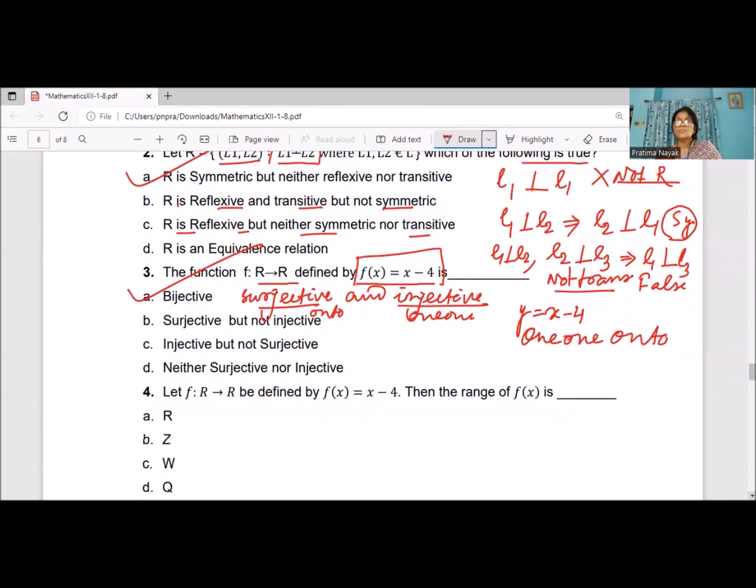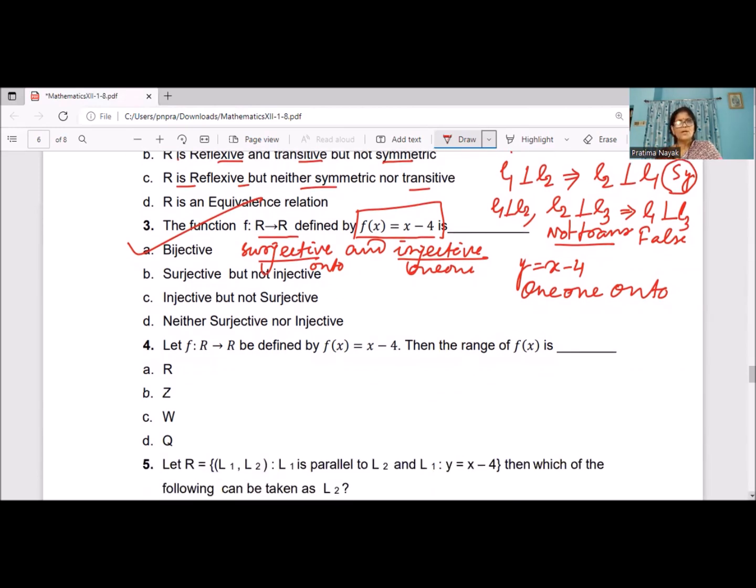You can test it, but in the examination there is no time to prove it is one-one or onto. So please keep in mind that linear functions, y = 2x + 3, 2x - 4, are always one-one onto functions. Now coming to part 4.